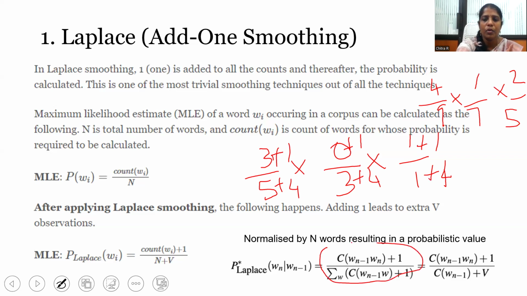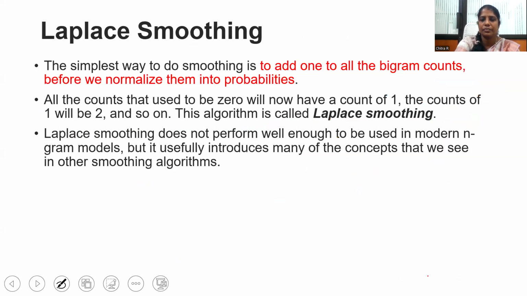Count of Wn minus 1, Wn plus 1 is added there, and count of Wn minus 1 plus V. V means entire word, entire word in the test sentence. So this is the way to find the probability for identifying the next sentence. Same manner, the next technique is, here we normalize. Add 1 means we are normalizing the value.